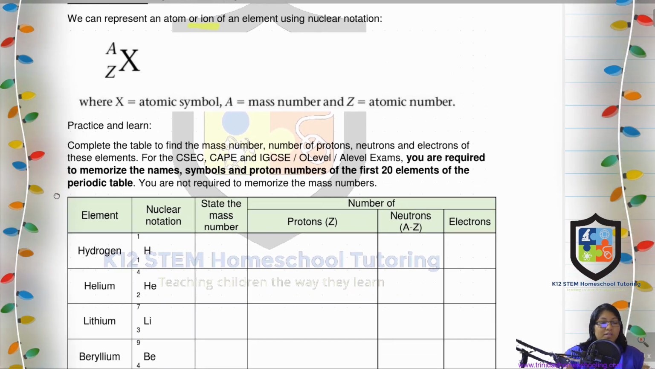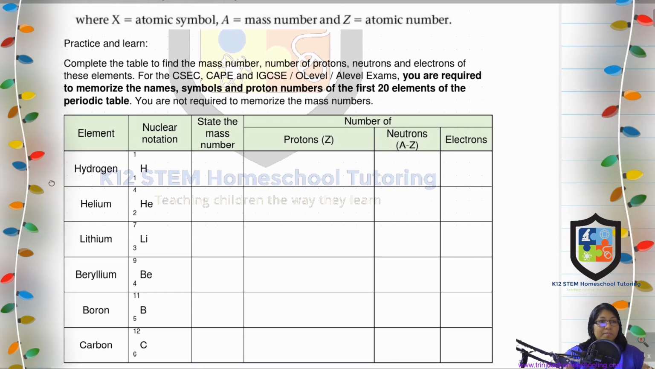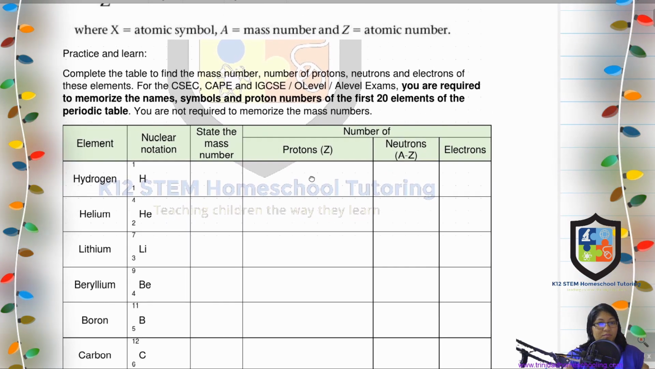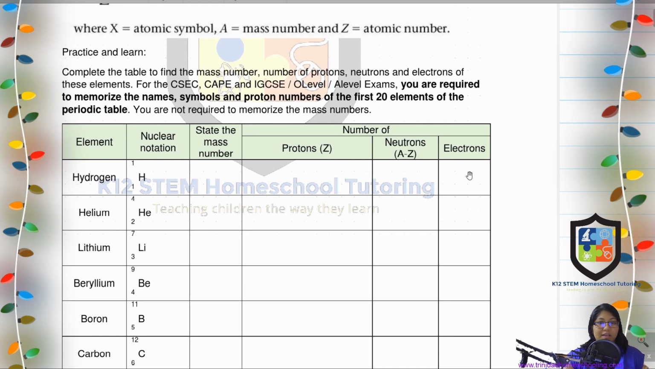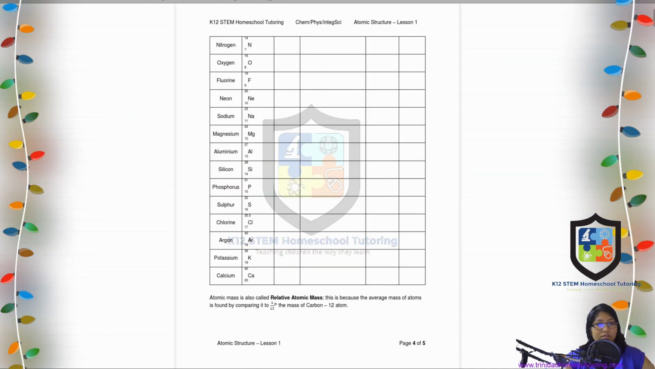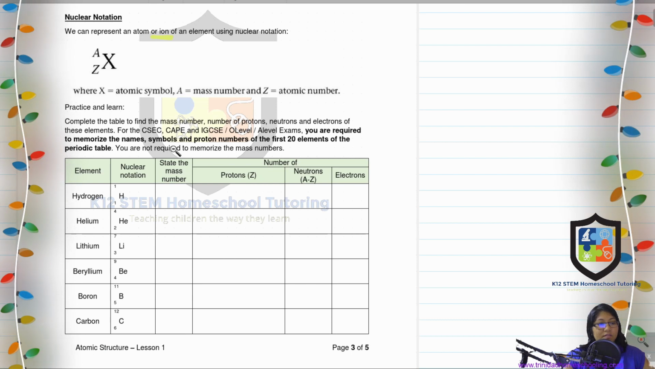Now for your practice and to learn, we are going to complete this table to find the mass number, the number of protons, the number of neutrons, and the electrons of these elements. I have 20 elements listed here on page 3 and on page 4. So, you need to learn these first 20 elements in this specific order by heart.